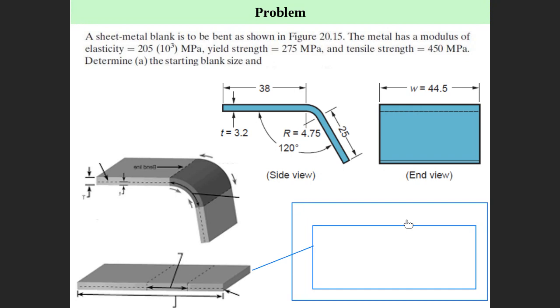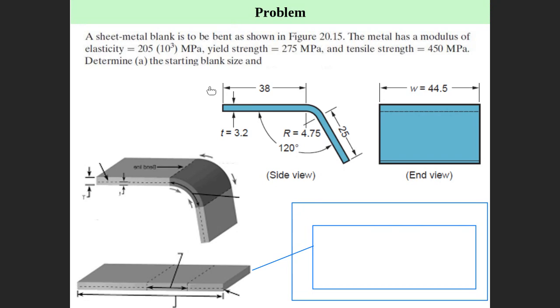So it means that we blank a certain area to do this deformation. Initially it was a big sheet. We take a certain part of the sheet and blank this area. Then we use this area to do this kind of process. This sheet metal blank is to be bent. We will bend here, so it becomes like this, as shown in the figure.